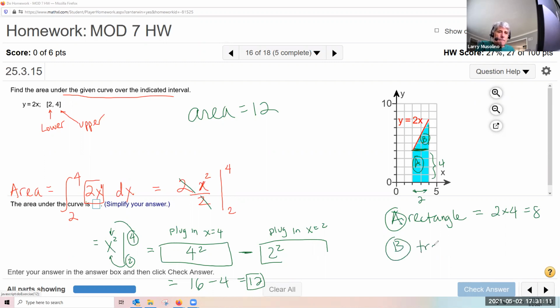Shape B is a triangle. The area of a triangle is 1/2 base times height. The base is 2, and the height is also 4. So this is 1/2 times 2 times 4. That is 4. I'm going to add these two areas together. 8 plus 4 is 12. I get the same answer, 12. So I could either do this using just simple geometry, or of course I could use this definite integral approach. Either way, I'll get the same answer.